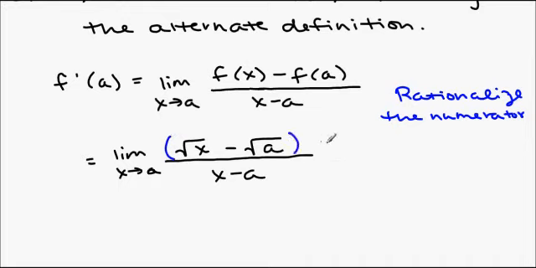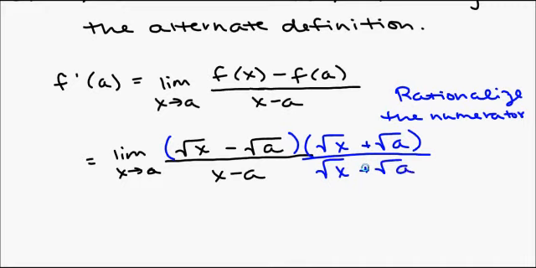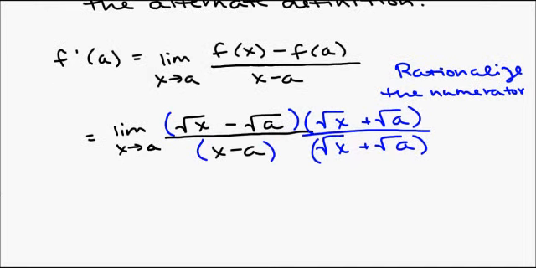So I want to multiply by the conjugate here. That is square root of x plus square root of a. That will get rid of the square roots up top. Do top and bottom. It's just like multiplying by 1 when you multiply the same thing top and bottom.